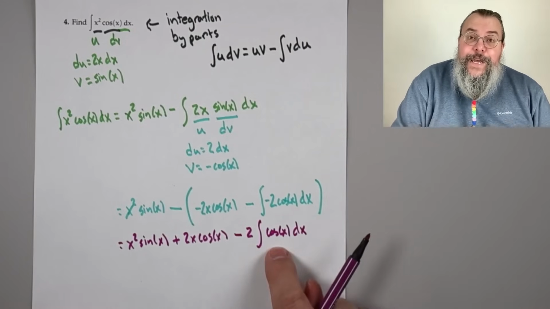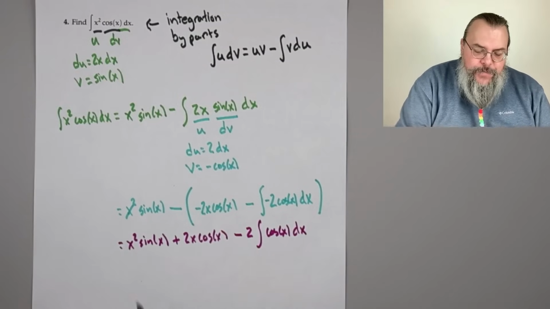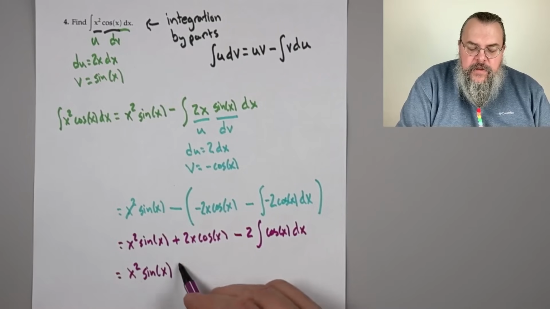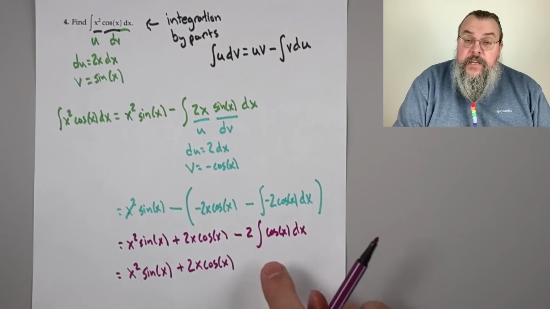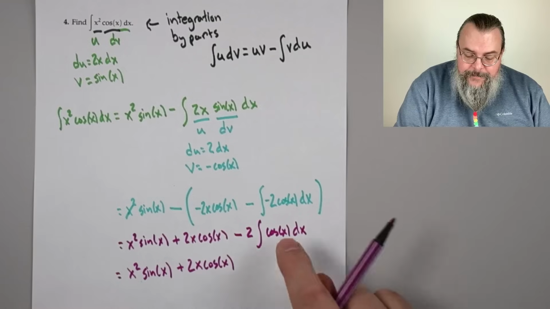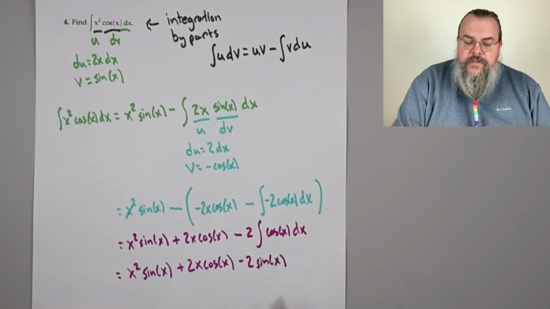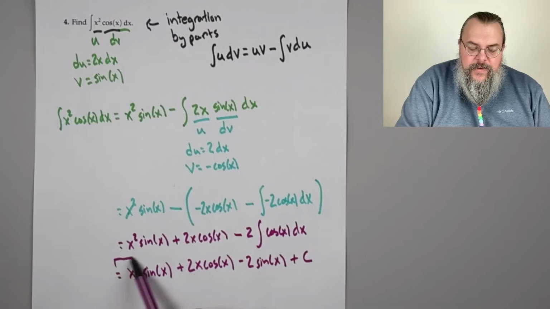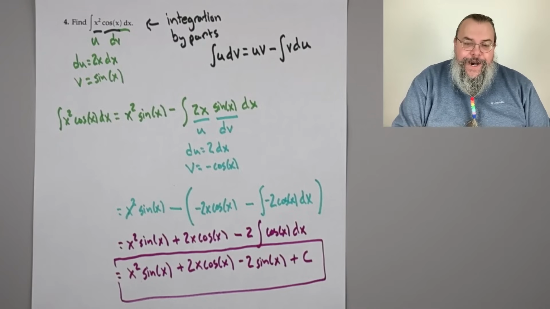All right. And look, one of the ones that we know by heart, a beautiful integral: x squared sine of x plus 2x cosine of x. And here the integral of cosine is sine. We still have a minus 2, so minus 2 sine of x. And don't forget plus C, because it's an indefinite integral. And there we go. Wow.